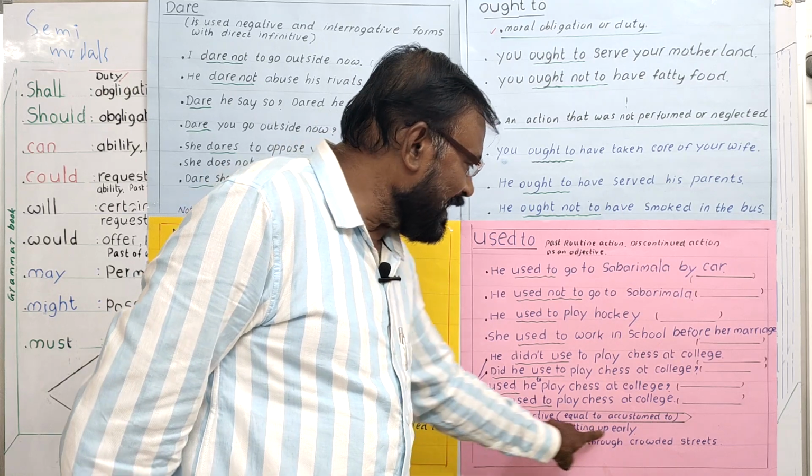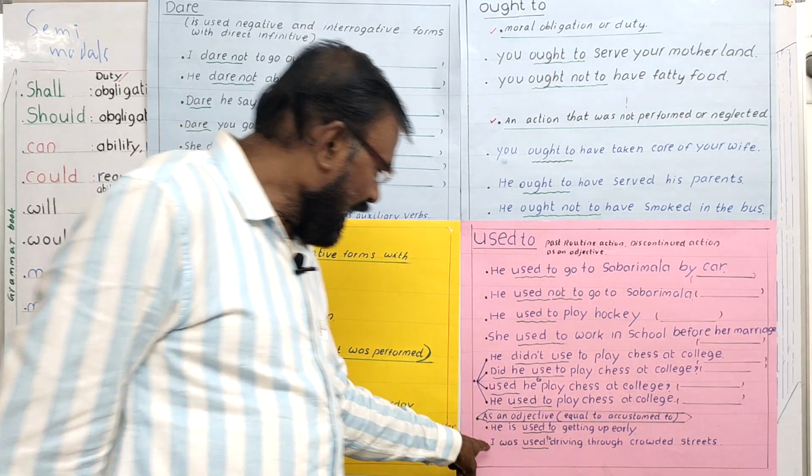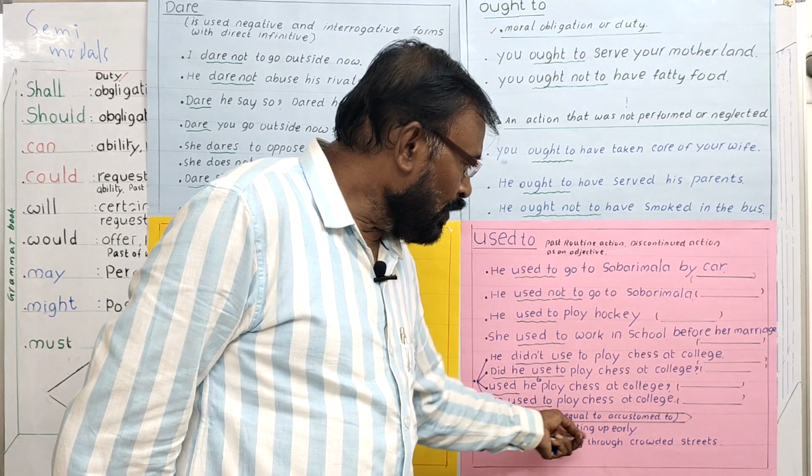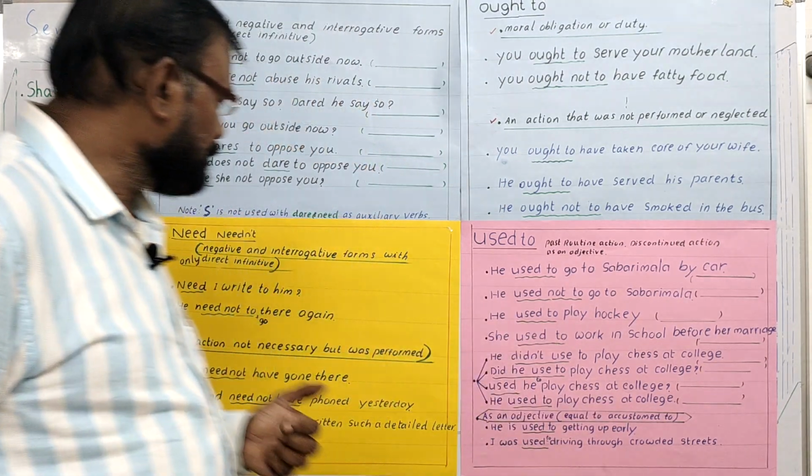And as an adjective also we use used to. He is used to getting up early. I was used to driving through crowded streets.